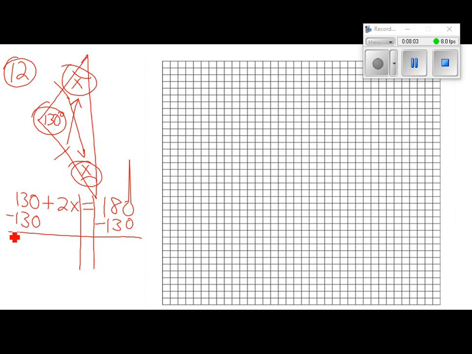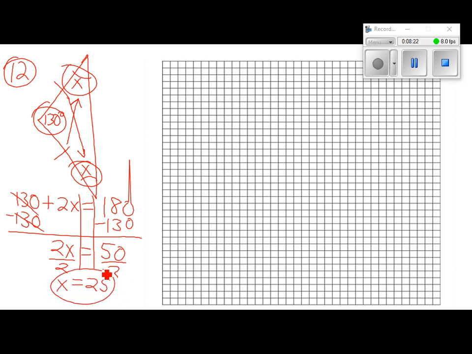What happens over here on the left? That cancels. What are you left with? 2x equals 50. Now what? 50 divided by 2, x equals 25.